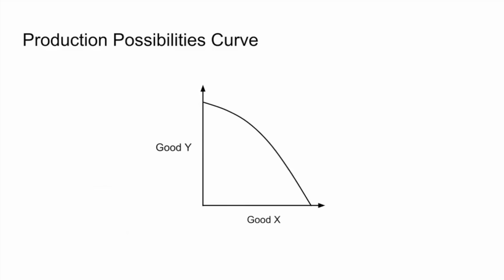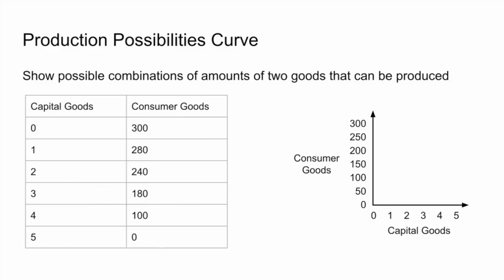Now we're getting into our first graph of this video, the Production Possibilities Curve, or PPC. The PPC shows possible combinations of amounts of 2 goods that can be produced. For example, we could have capital goods on the x-axis and consumer goods on the y-axis. And we're given a table right here that shows possible quantities of amounts of 2 goods, and if we plot them all out and connect them, we get our Production Possibilities Curve.